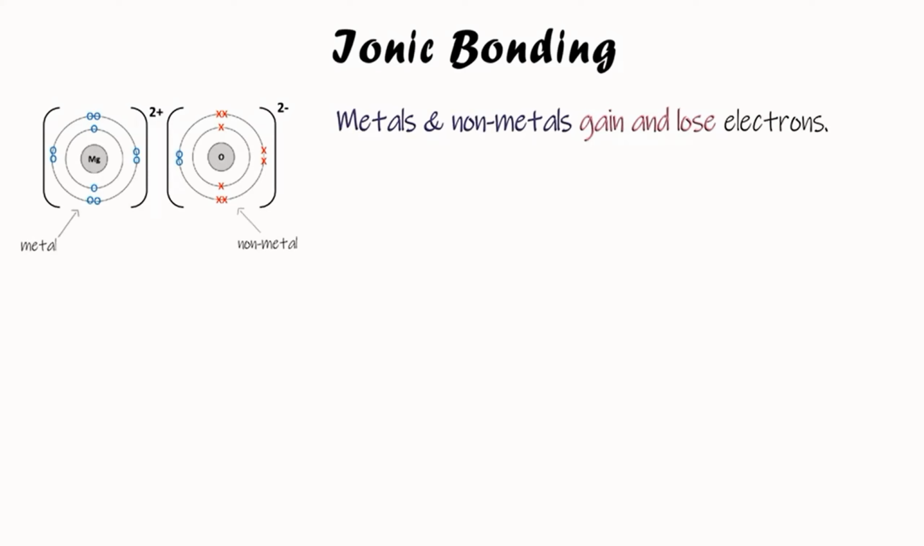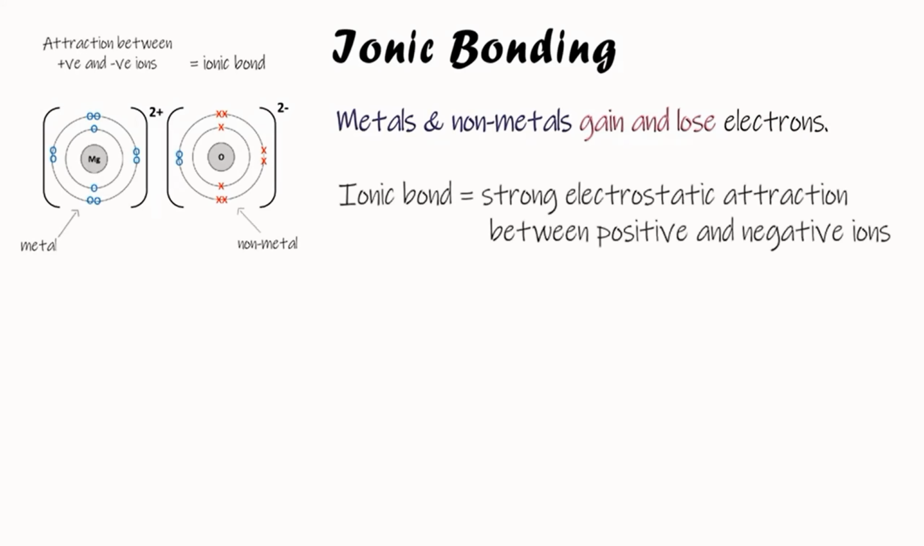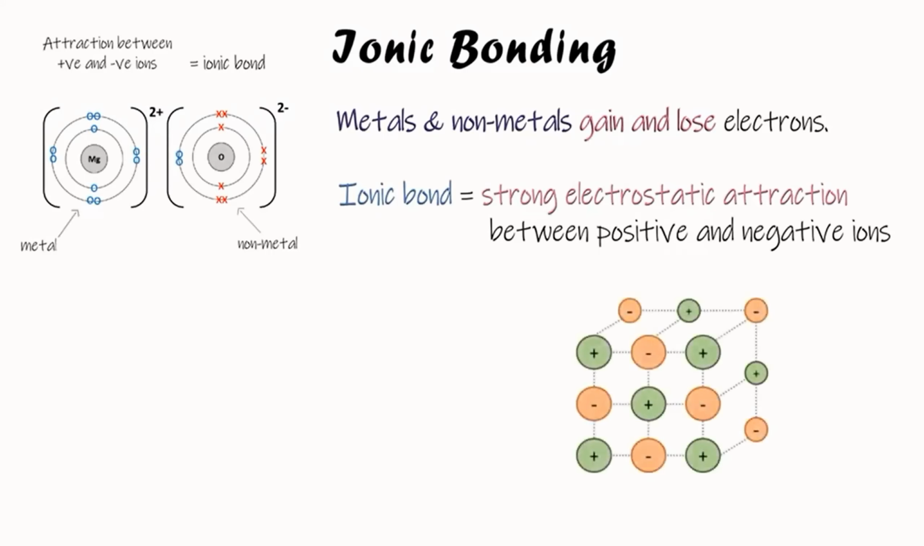And that is our non-metal. So we've got a metal and a non-metal reacting together. Because one ion is positive and the other is negative, there'll be an attraction between them, and that attraction is our ionic bond. So the definition of an ionic bond is a strong electrostatic attraction. That is a really, really important key phrase. That just means attraction between positive and negative, and in this case, it's between positive ions and negative ions.